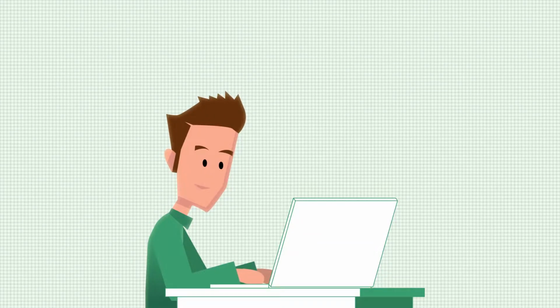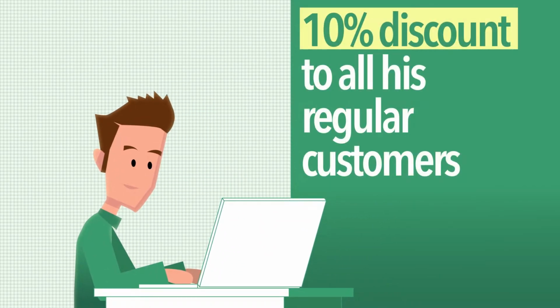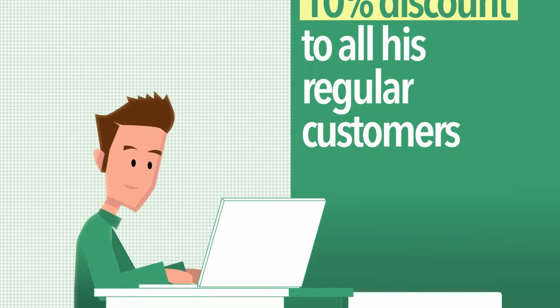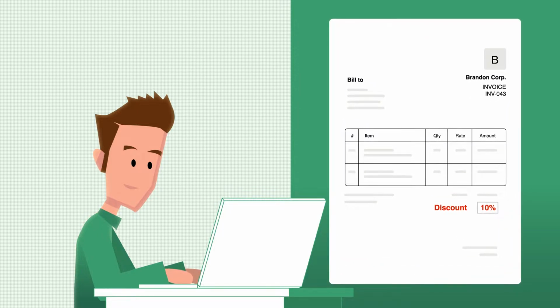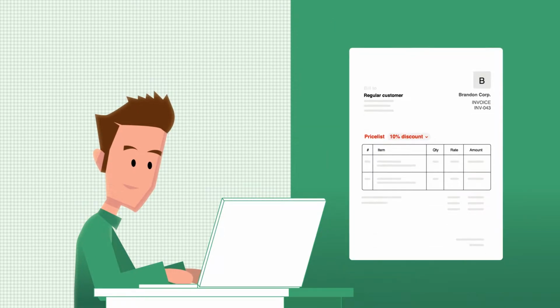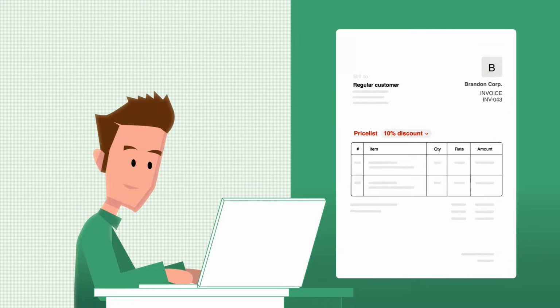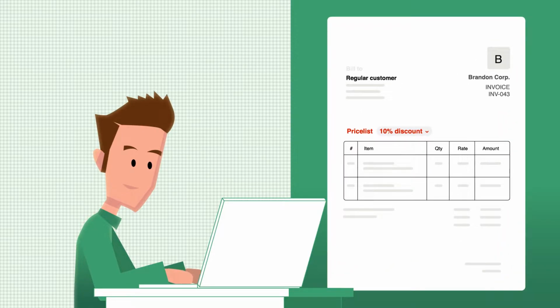Brandon runs a store and gives a discount of 10% to all his regular customers. So, every time he creates an invoice for them, he applies the discount of 10% on it. With Zoho Books, Brandon can create a price list with 10% discount and associate it to his regular customers. This way, the discount will be applied automatically every time an invoice is created for them.